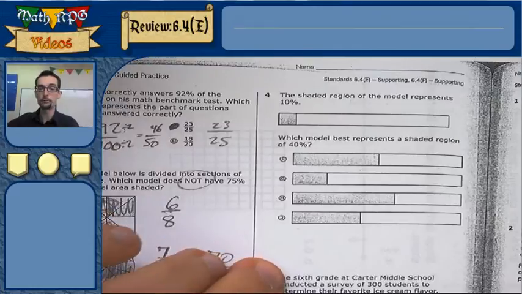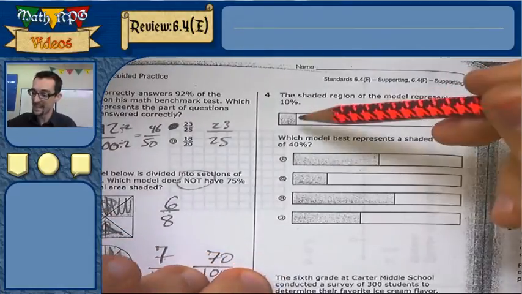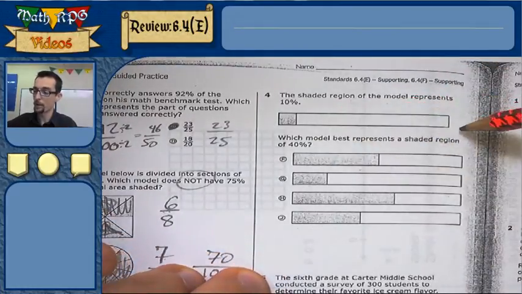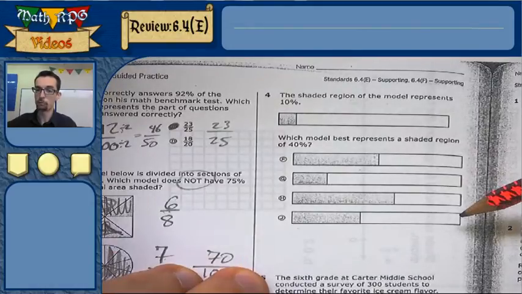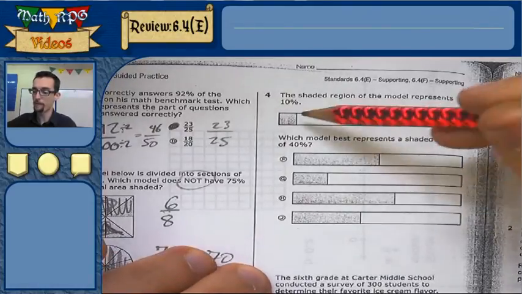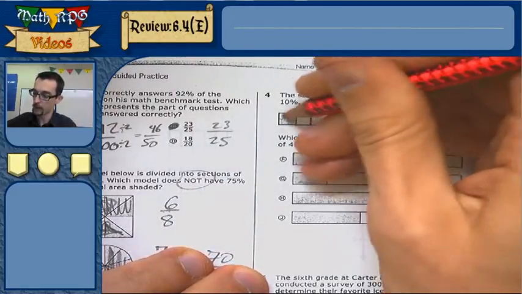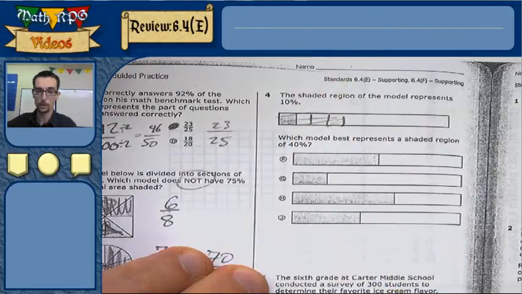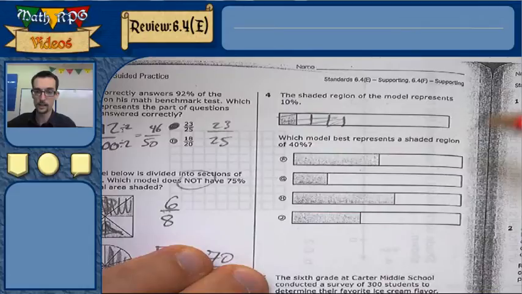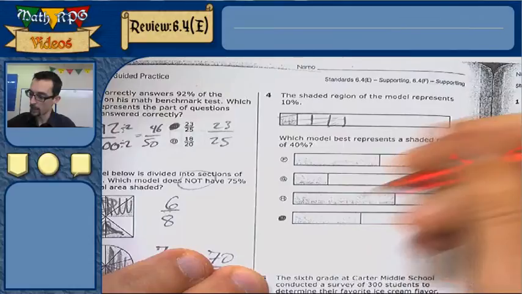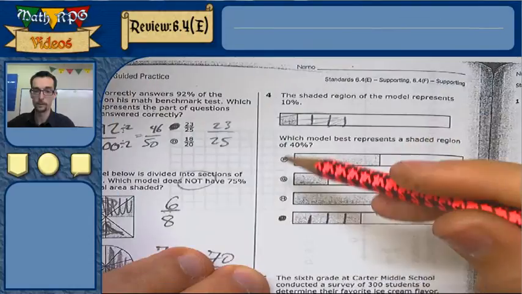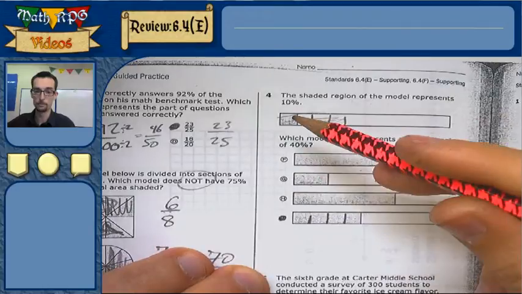Question 4. The shaded region of the model represents 10%. So this is 10%. Which model here best represents a shaded region of 40%? So if you take 4 10%s, let me draw it in here, 4 10%s, that would be 40, right? So I'm going to look for one that looks kind of like that. That would have to be choice J. And to check, if I divide choice J into 4 pieces, each one of those pieces should look very similar to this one up here, 10%. Right, 10, 20, 30, 40%.